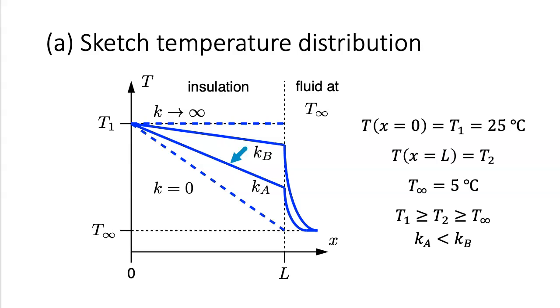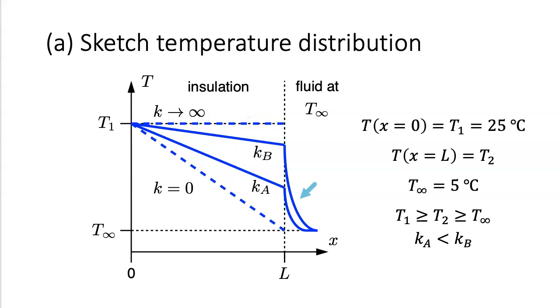Next, we indicate that the lower line corresponds to the insulation with the lower conductivity and a cooler temperature at x equals L. In the limit of perfect insulation, the temperature at x equals L will be the same as the external fluid temperature. Also, for the limiting case where the thermal conductivity goes to infinity, or a perfect conductor, the temperature will remain at the inner wall temperature of 25 degrees C.